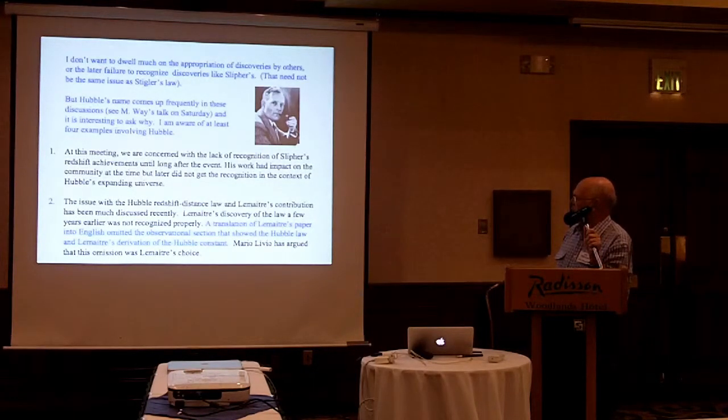And then there's the issue about the Hubble redshift distance law and Lemaitre's contribution, which has been discussed a lot recently. Lemaitre's discovery of the law a few years earlier than Hubble's wasn't recognised properly. The translation of Lemaitre's paper into English omitted, this was a largely theoretical paper with a bit of observational results in it. A translation of Lemaitre's paper into English omitted the observational section which showed the Hubble law and Lemaitre's derivation of the Hubble constant.